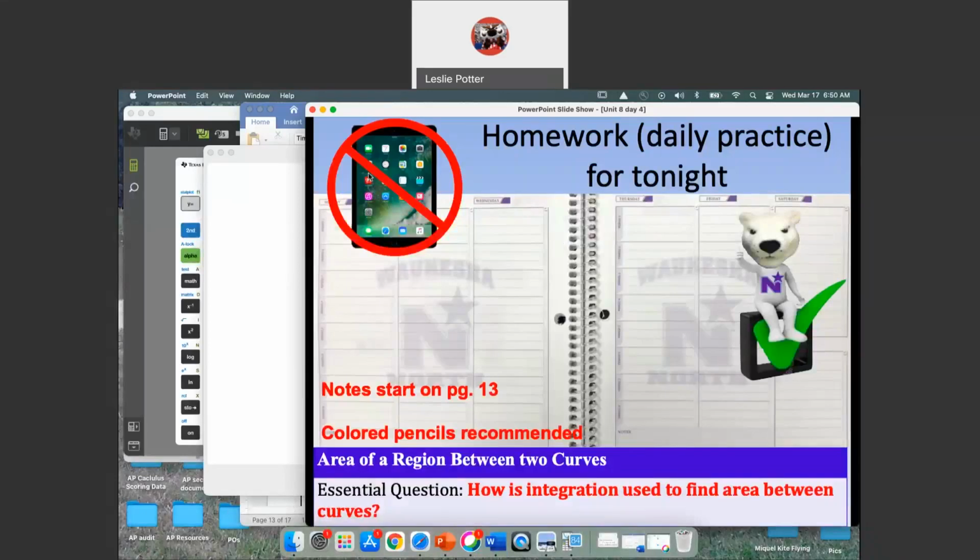Day 4, and they start on page 13 of your packet. I recommend colored pencils. I do a lot of color coding in these notes.